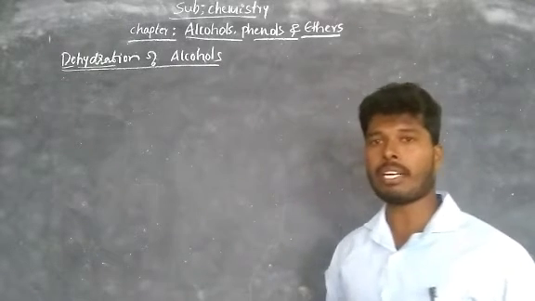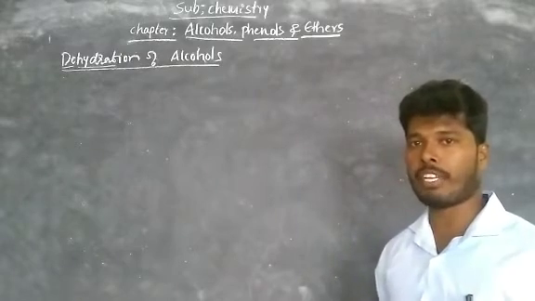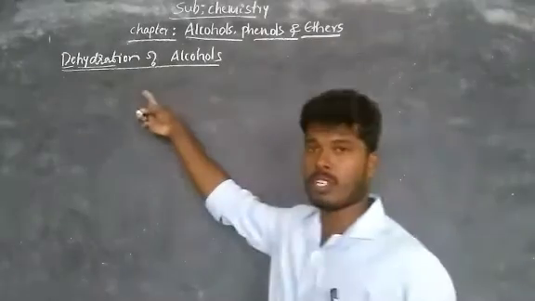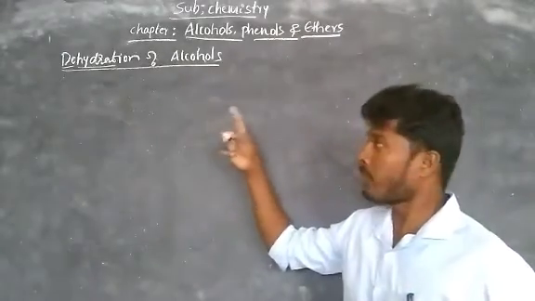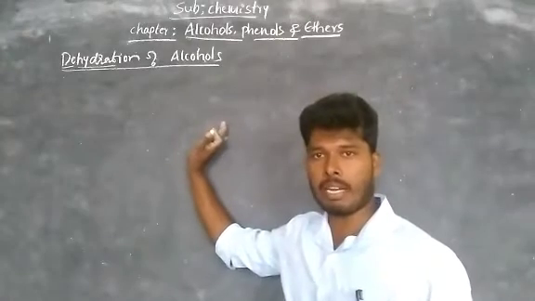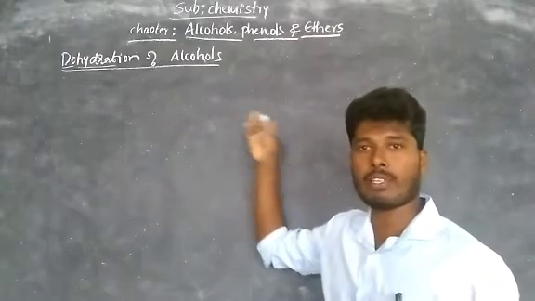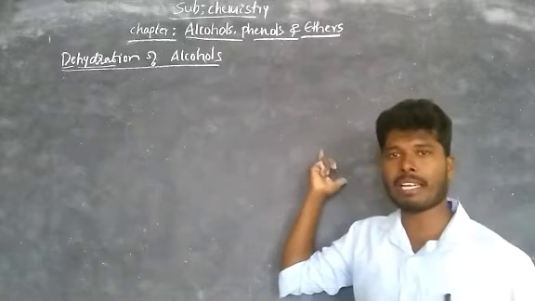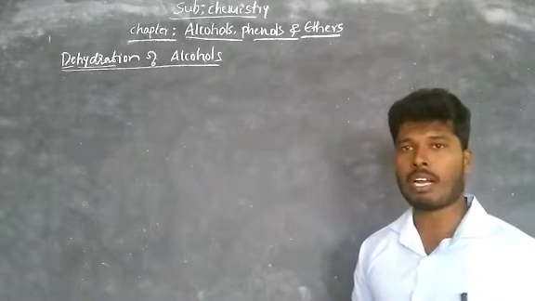Now to remove water, the dehydrating agent is concentrated sulfuric acid. The dehydrating agent is concentrated sulfuric acid, very important for one mark. So when the alcohol is treated with concentrated sulfuric acid at 443 Kelvin, dehydration takes place to form alkene. This whole process is called dehydration of alcohols.